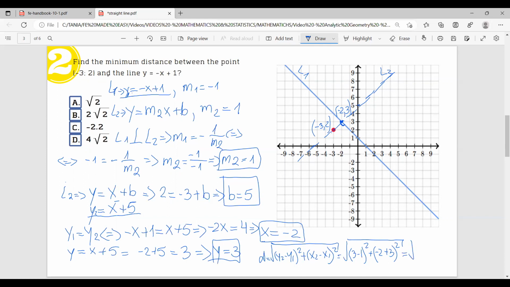And we get 3 minus 2, and I just wrote 1. So we have 1 squared plus minus 2 plus 3 is 1 as well. So we have 1 squared plus 1 squared. We have 2. So the distance between this point and the line, the minimum distance, is the square root of 2. And the correct answer is A.